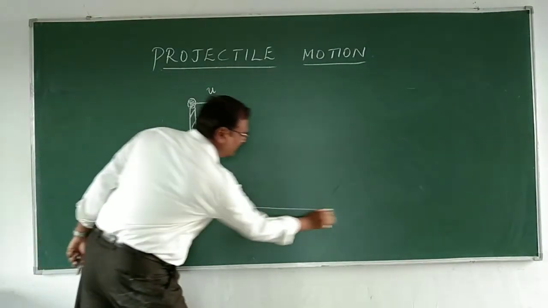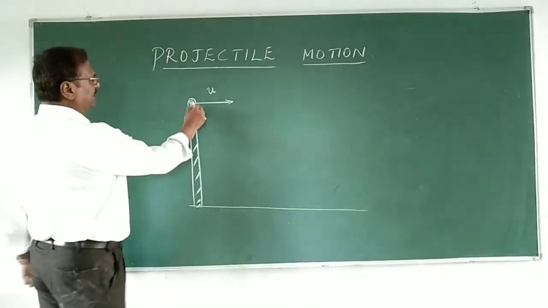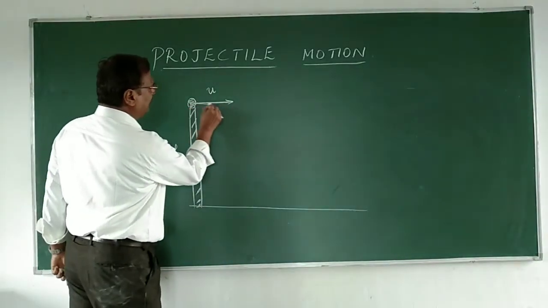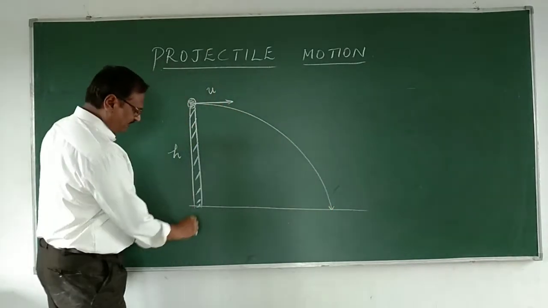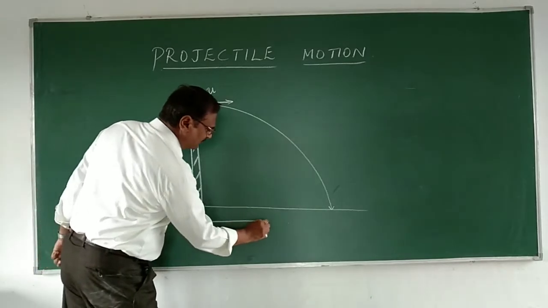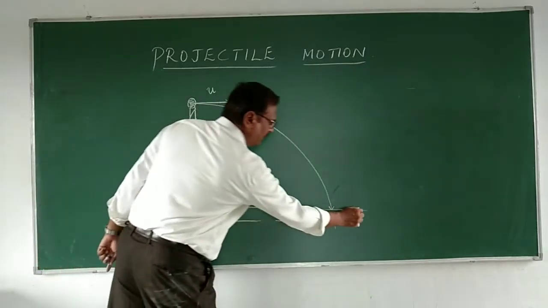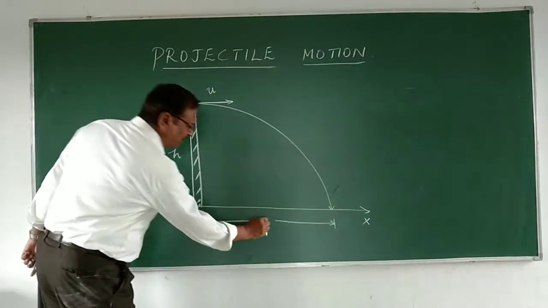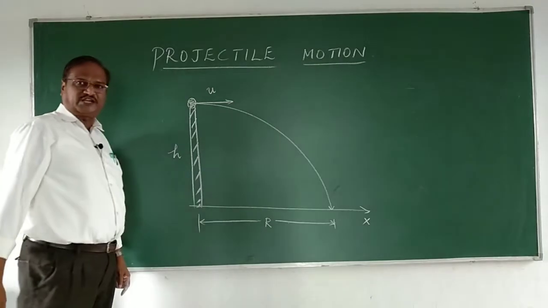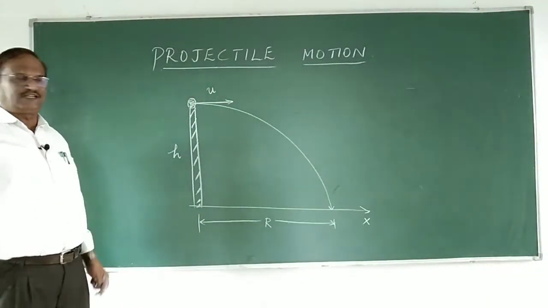Now, let me draw the ground surface. When I push it like this, the body will go like this and it will come and fall down. Right? Now, it is traveling a horizontal distance. Which is in which direction? X direction. That is called range. What is it called? Range. Range is the horizontal distance traveled by the projectile.